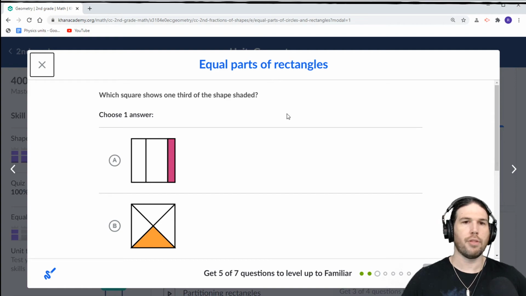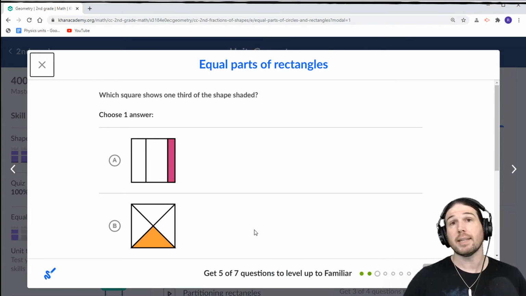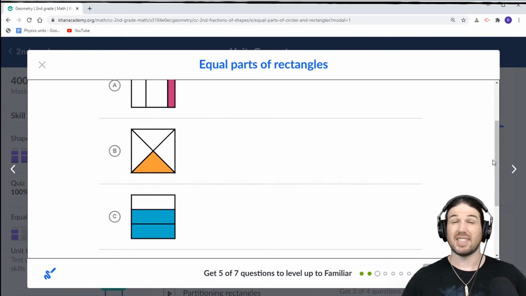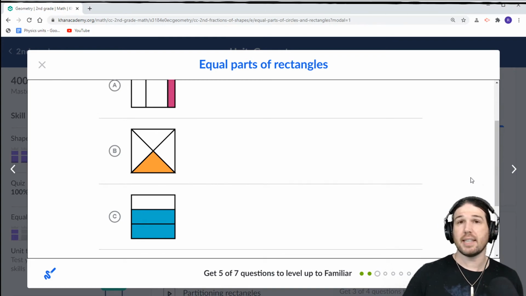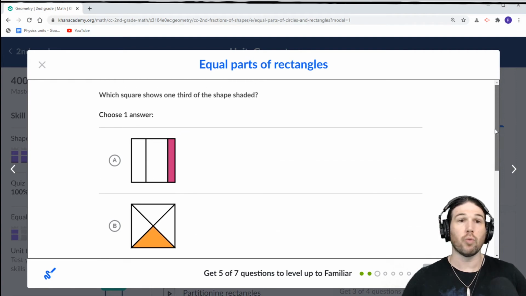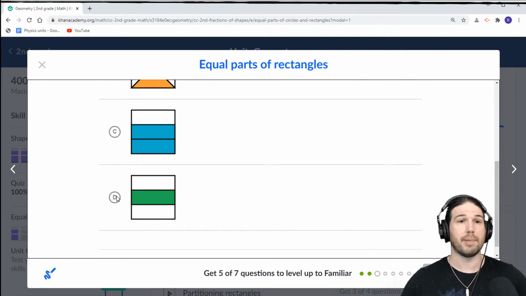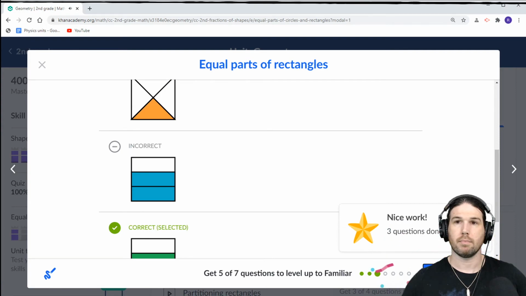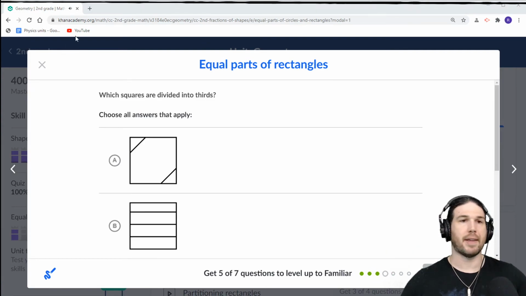Which square shows 1/3 of the shape shaded? Well, A is wrong because those pieces are not equal. B is close. It is one of an equal piece, but unfortunately there are 4 equal pieces, so that is 1/4. C is also very close. C is cut into thirds, but 2 of them are shaded, and we want only 1/3 shaded, so that would be D. Perfect, thank you very much.